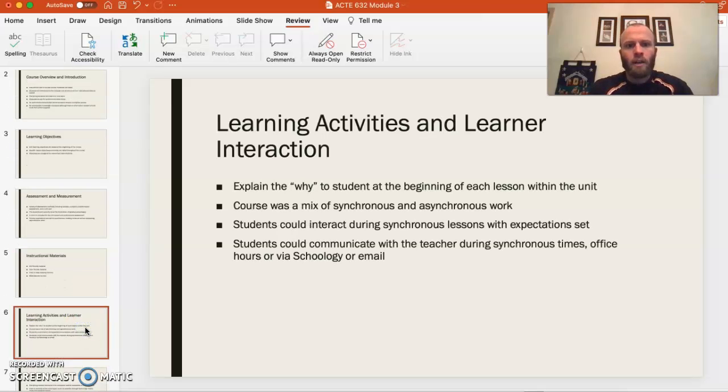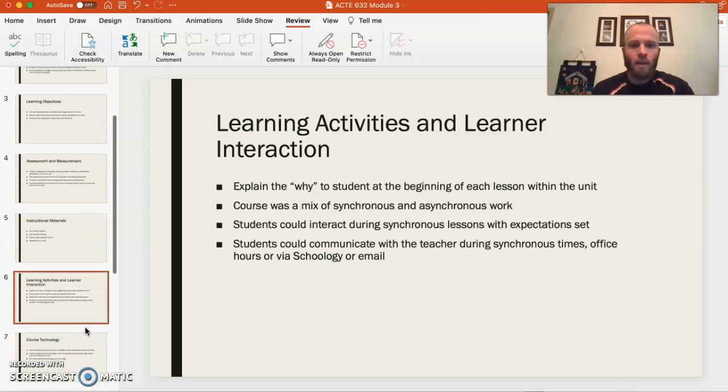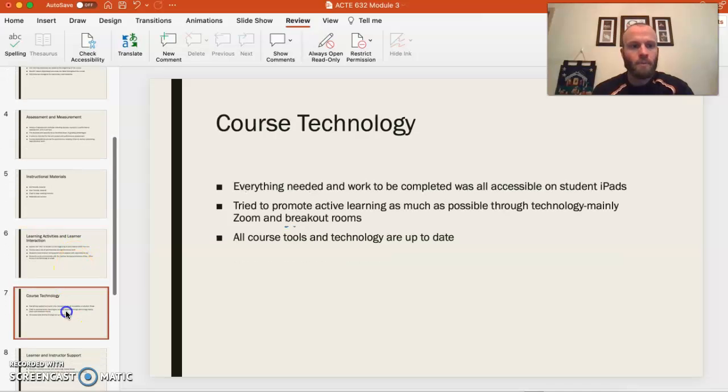So learning activities and learner interaction was the next piece here on the rubric. I do explain the why to the students at the beginning of each lesson as we go throughout the unit together. I've already referenced this course was a mix of synchronous and asynchronous work. Students did have the ability to interact during synchronous lessons. Again, I set those expectations pretty clearly for how they could do that. Students communicate with me during synchronous times and with their peers. I also have office hours set aside just for my virtual learners, and students have access to me all of the time through their email accounts or by messaging me on Schoology.